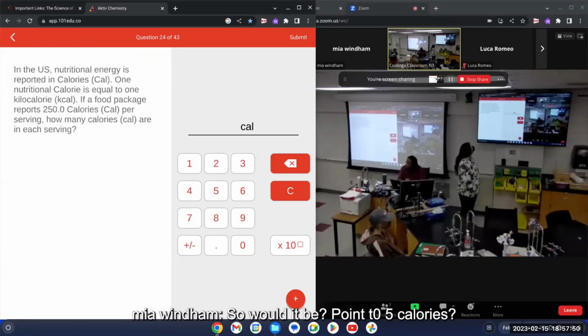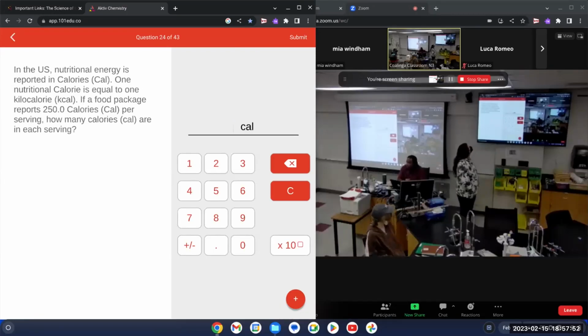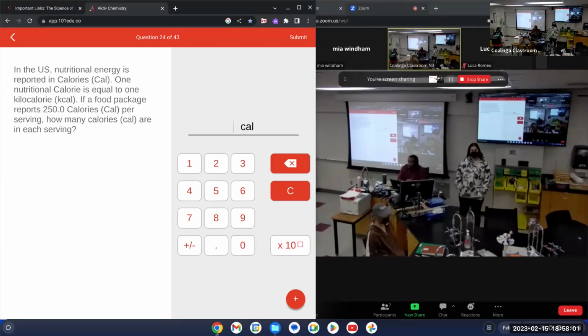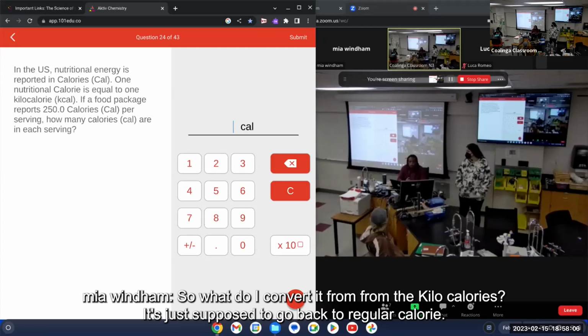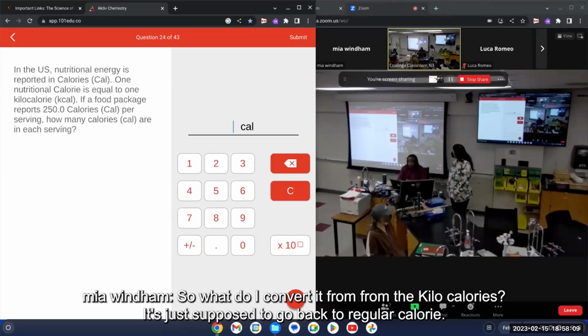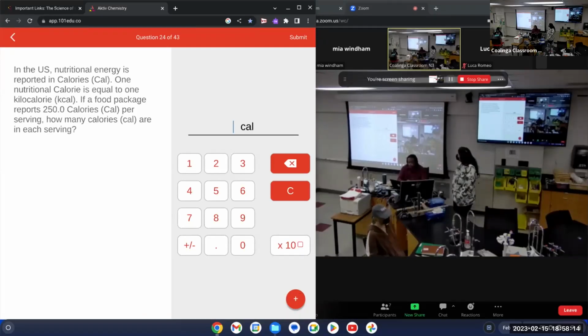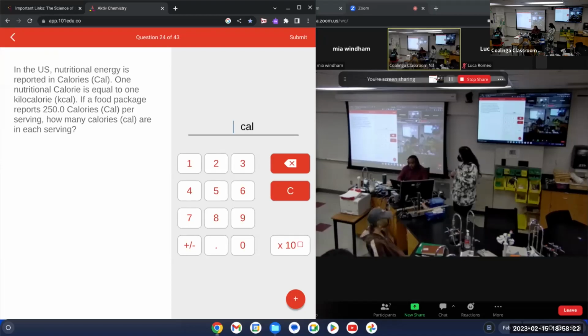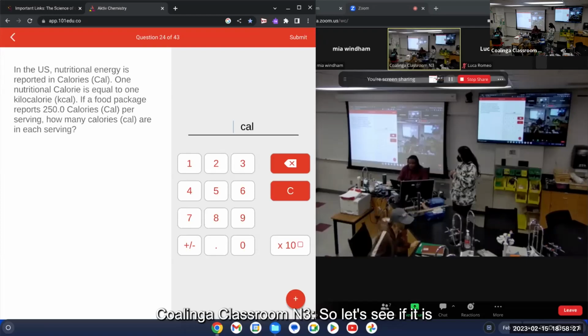So would it be 0.25 calories? Or that's kilocalories? Yeah, that's kilocalories. So what do I convert it from the kilocalories? It's just supposed to go back to regular calories? So the conversion for calories. Okay, so let's see if I can.